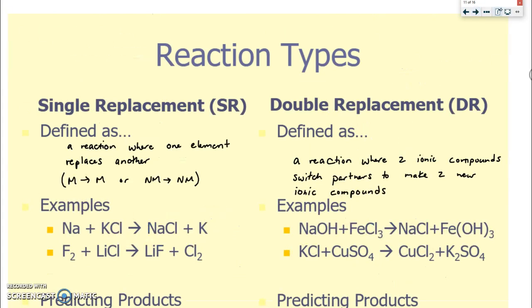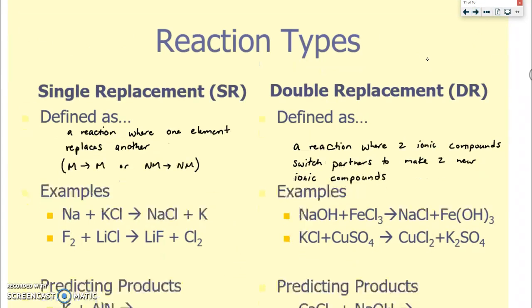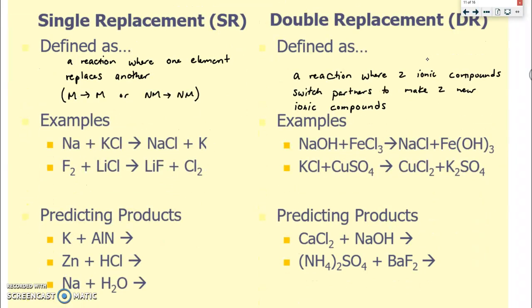The next 2 types of reaction are single replacement and double replacement, abbreviated SR and DR. A single replacement reaction is a reaction where one element replaces another. So a metal with a metal or a nonmetal with a nonmetal. You can see that in the examples. Sodium was a metal, it replaced the other metal. F is a nonmetal, it replaced the nonmetal.